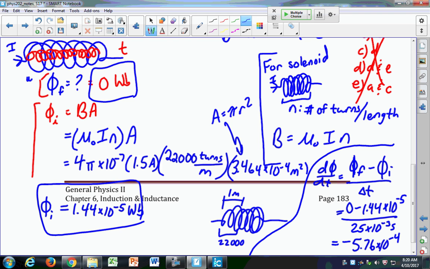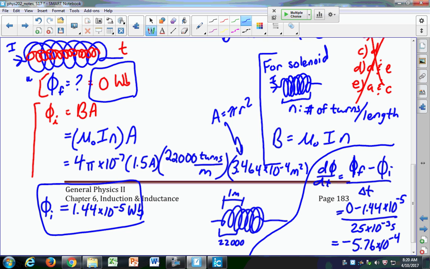The magnetic field of a solenoid is given by this expression. We didn't do this last chapter, I skipped over it, but it's in your equation sheet. The magnetic field of a solenoid is mu naught I n, where n is the linear density of the turns, in turns per meter, times the area. And then once I get the area here, I can calculate the initial magnetic flux. Then I want to know the EMF, which is d phi dt. So just do final minus initial over our time, and I get this value.